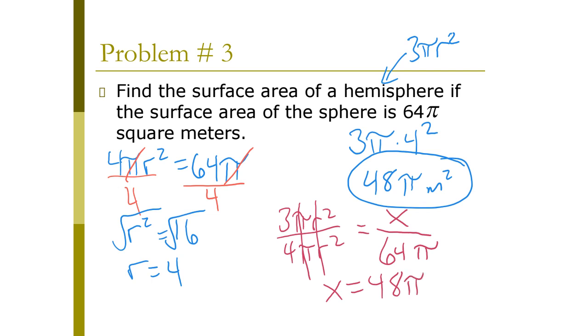I've seen some people where they multiply or divide by 4 and then multiply by 3. It's the same kind of mathematical approach, but either way, you're going to get 48 pi meters squared. So if you notice that it is going to be 3/4 the size, which is what we have right here, excellent. You could totally use that in this particular situation.